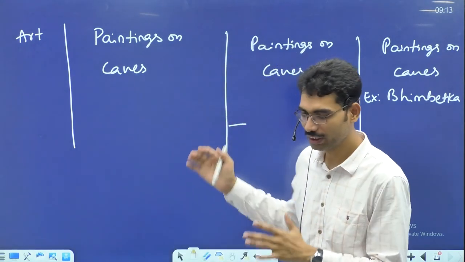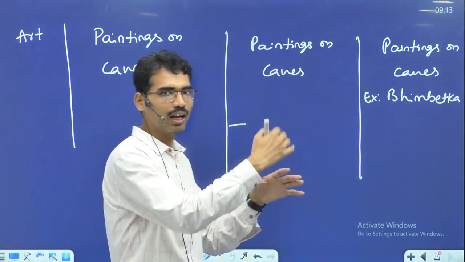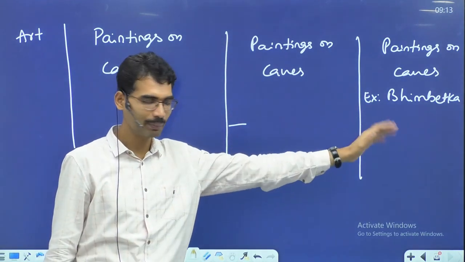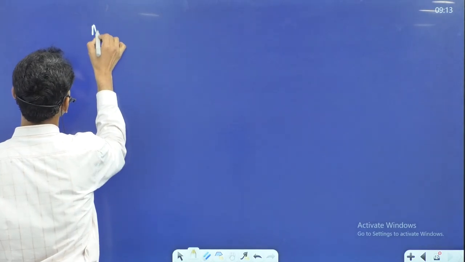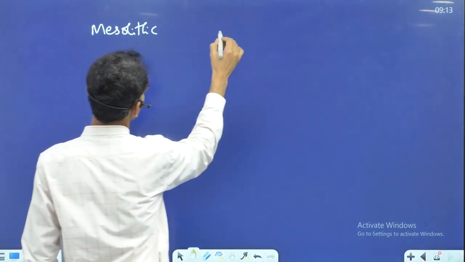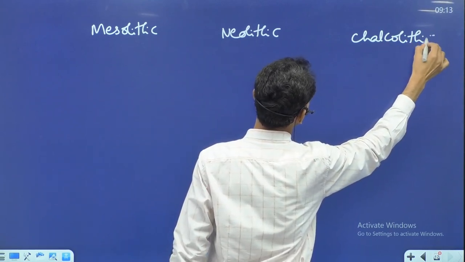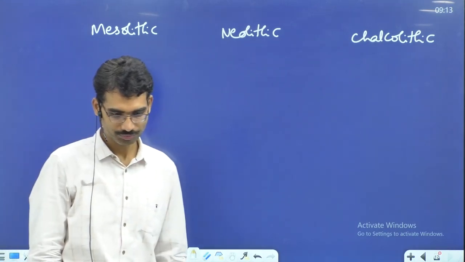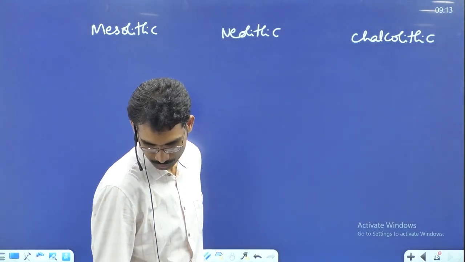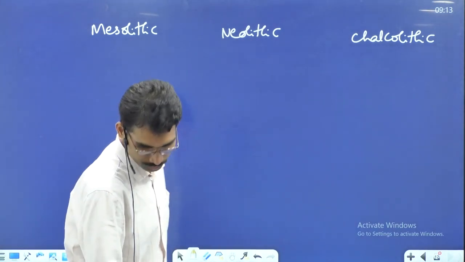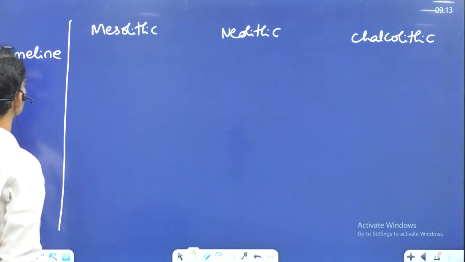Now you write Mesolithic, Neolithic, Chalcolithic. Next table. Sanju, we are going to draw another table. We have compared lower, middle, upper Paleolithic. In the next table, we are going to see Mesolithic, Neolithic, and Chalcolithic. Timeline.